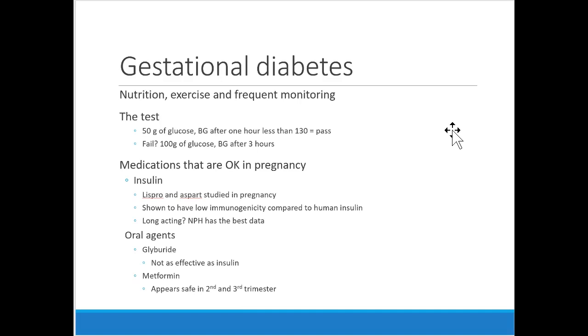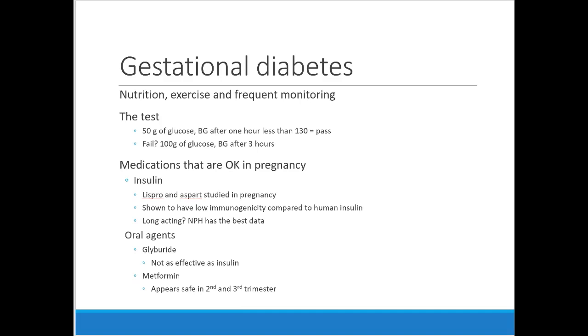Medications that are okay in pregnancy: insulin. Lispro and Aspart have been studied in pregnancy, so those short-acting mealtime insulins are okay. Long-acting, and again, NPH has the best data. Likely, most insulins are safe in pregnancy. I don't think very many cross the placenta. However, when it comes to pregnancy, as you guys are probably learning, some of the drugs don't match up with what we do in standard adult medicine because we just don't have evidence to support it. So again, NPH has the best data, so oftentimes you'll see pregnant patients on NPH as their longer acting insulin.